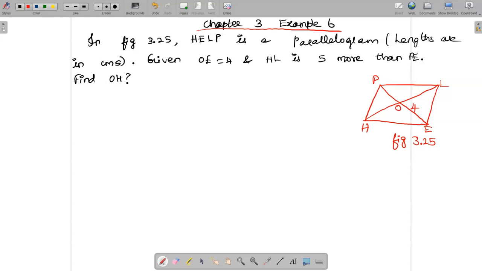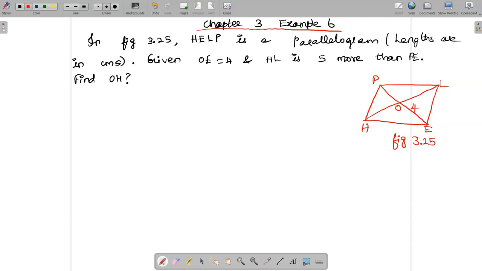So the question is, in figure 3.25, the parallelogram PHEL is given, and they have given that the lengths are in centimeters. They have mentioned that OE is 4, which is in centimeters. Given OE is equal to 4 and HL is 5 more than PE. So these are all the hints given, and we need to find what is OH.